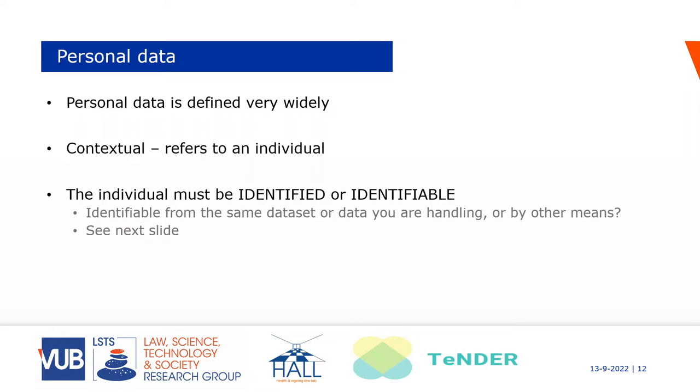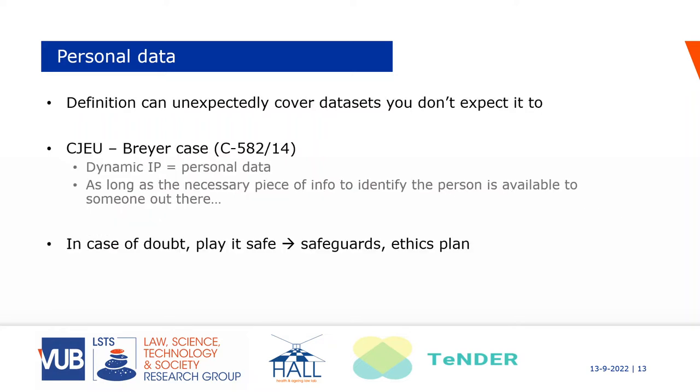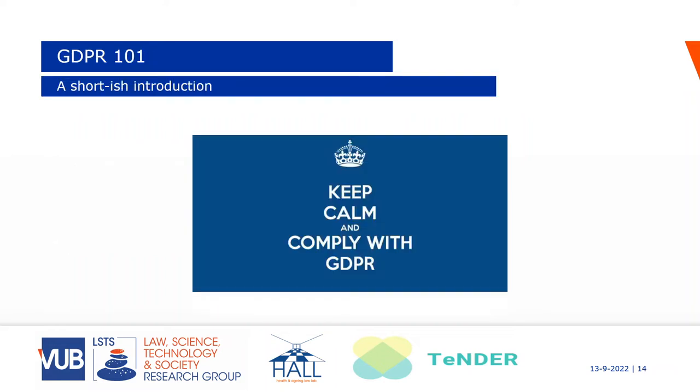So in the end, you find out that you actually come across personal data really easily, also in research contexts where you wouldn't think so. So in case of doubt, if you're not sure if it is personal data or not, try to play it safe so that you don't run into trouble later on. If you're unsure, consult maybe the data protection officer if your university has one. Maybe talk to your PI.